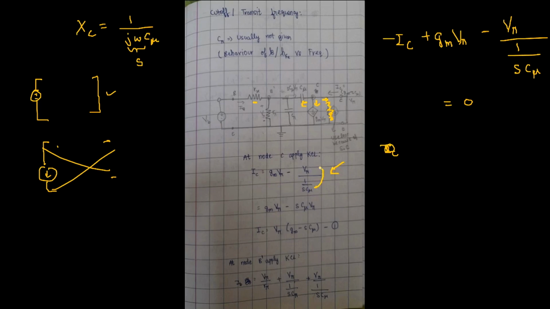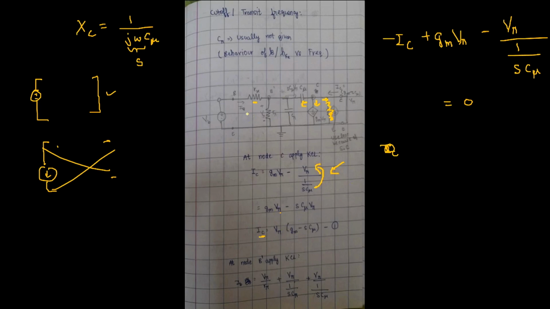So this C mu into s C mu goes on top. So we have g_m V pi into V pi minus s C mu V pi. Taking V pi common from this, we can write our collector current is equal to V pi into (g_m minus s C mu). Right, from this we can find our collector current.